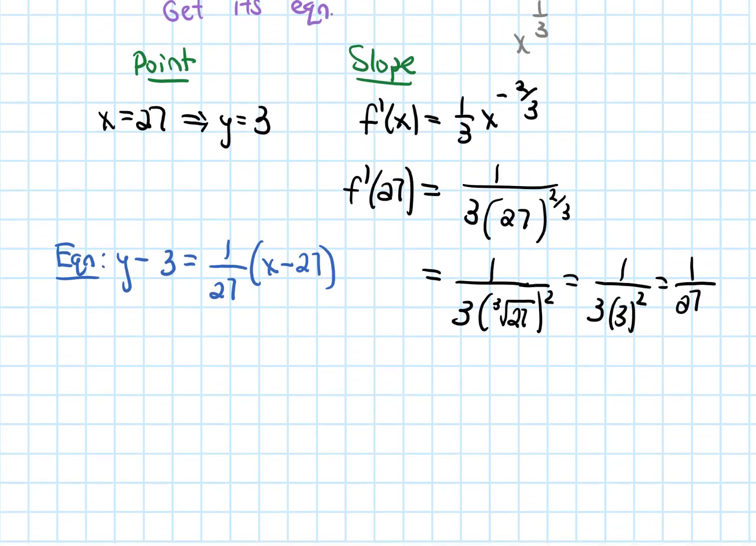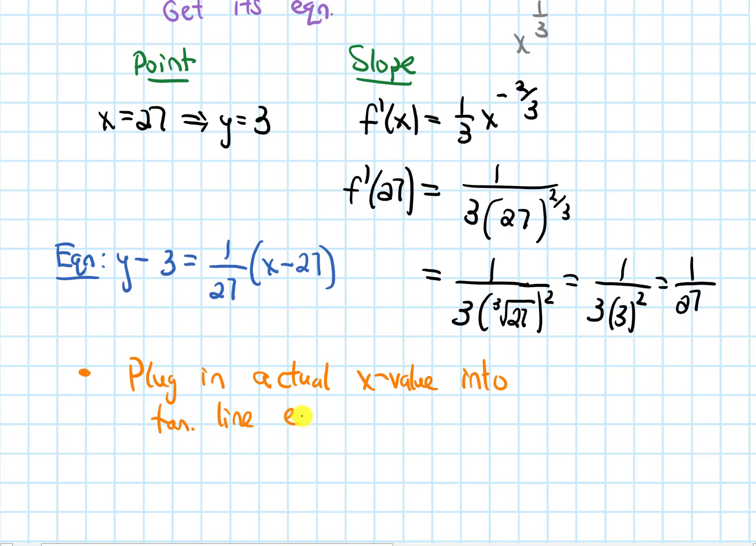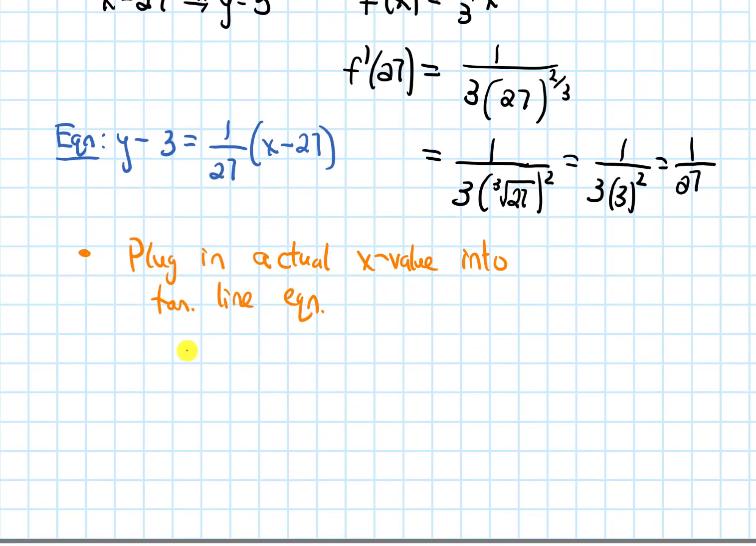All right, so let me write that down in words. So now we're going to plug in the actual x value into our tangent line equation. So doing that, our equation is y minus 3 equals 1 over 27, and we're going to plug in the 28 in for the x. So 28 minus 27.